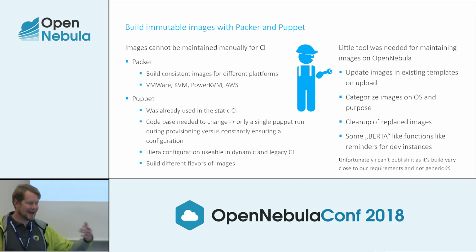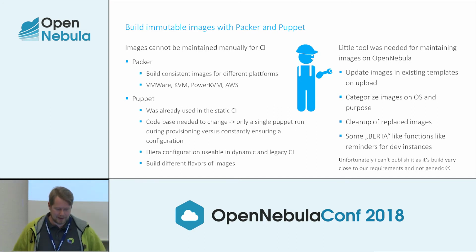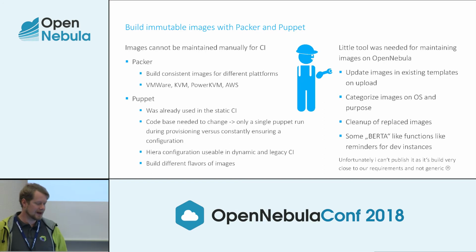while in the legacy CI you have it constantly running. But we could use all the configuration as we use Hiera, and we can use that in both places. And it allows us to easily build different flavors that build on each other. Like we have a base image, then you have the image with Docker and so on. And that's quite easy to do in that way.